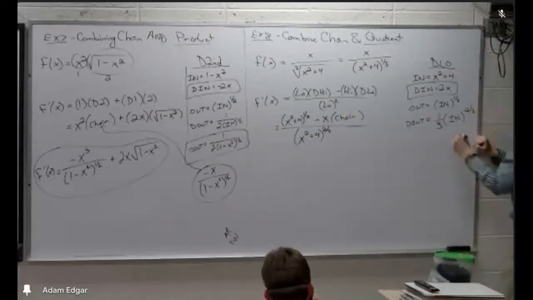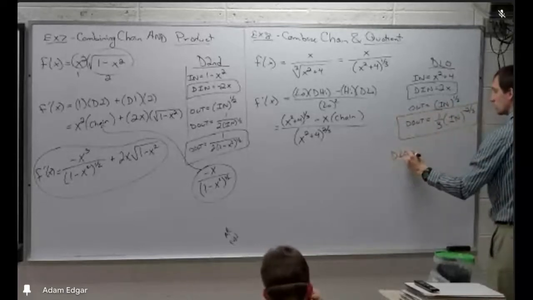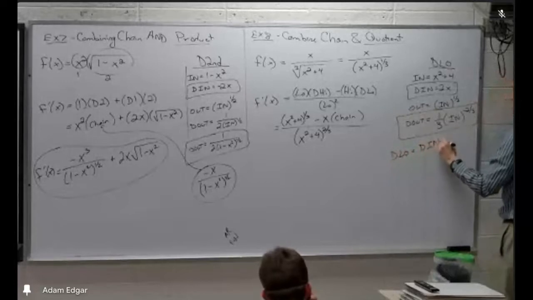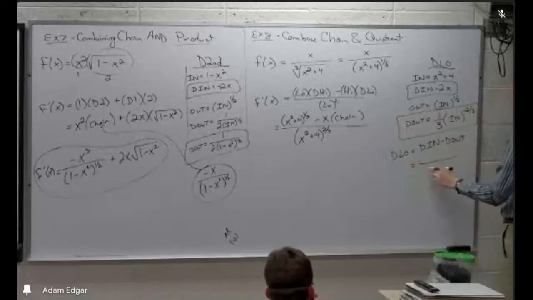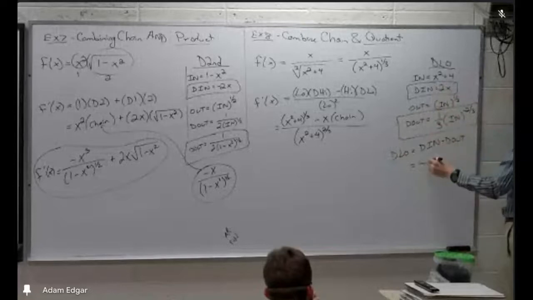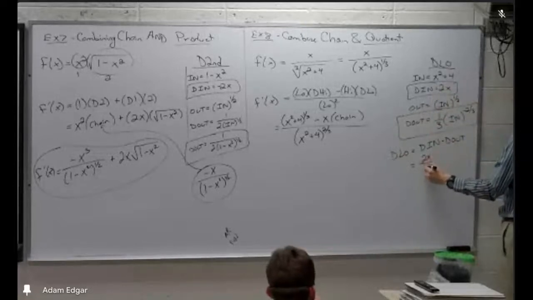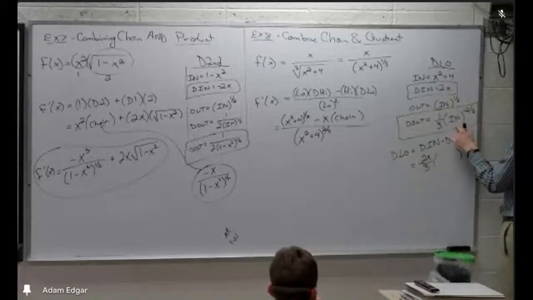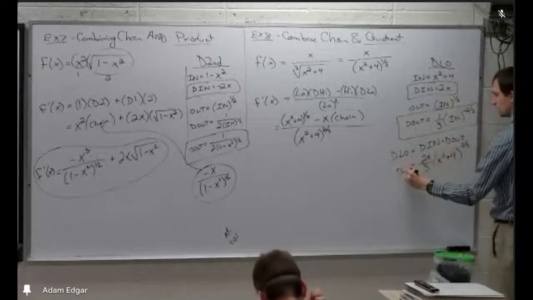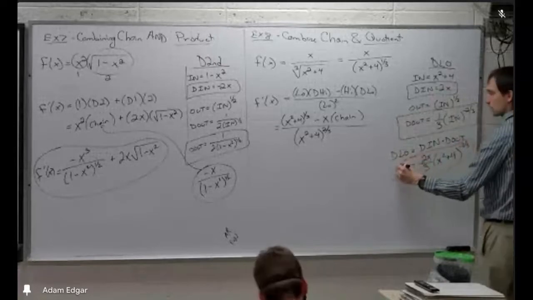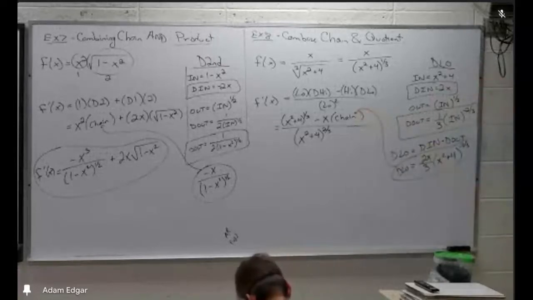So this is going to get pretty messy. So d low is d in times d out here. So what do we get? 2x over 3 times x squared plus 4 to the negative 2 thirds. So that's d low. You can go back and put that back into your fraction for your quotient.